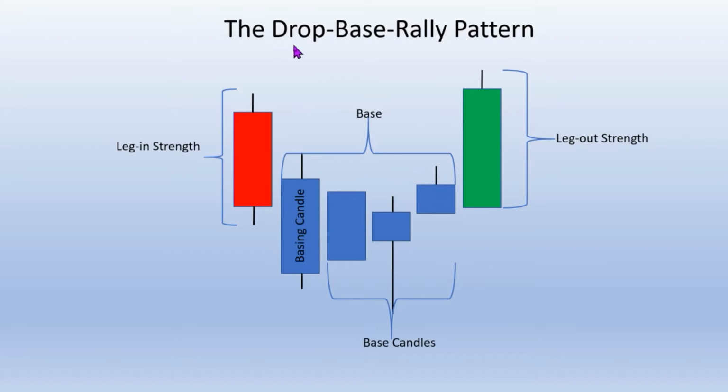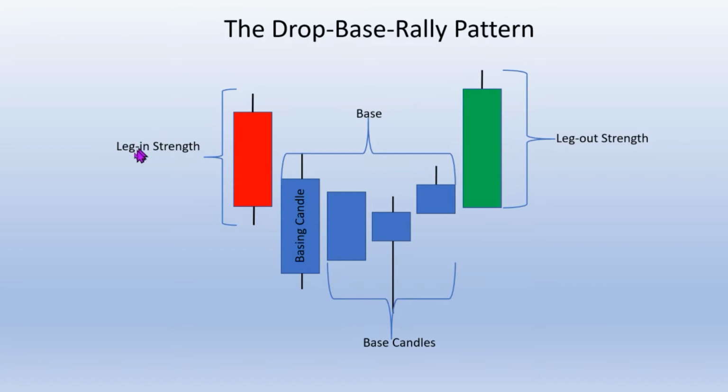Here's an example of a drop-base rally pattern, and we're going to explain to you what the base is. In this scenario, you have your leg in candle, you have your basing candle. It is the candle in which price never closed higher or lower than, because you can see here, it doesn't really matter whether this was the open or the close, but you can see it's within the basing candle for all three of these candles. So this is the base. These are the base candles that are contained within the basing candle, and this is the leg out candle.